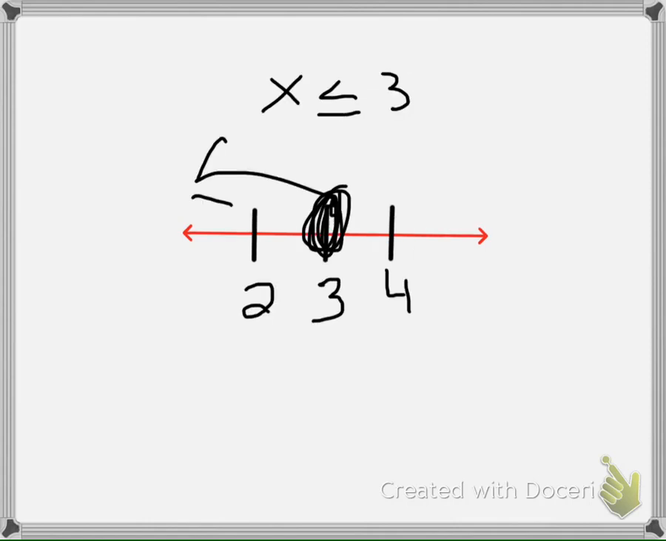Again, write this down. X is less than or equal to 3. So this time I have 3. I have 2, one number less, and one number more, 4. Okay? This time I've circled in the 3 because the line under here tells me to do that, and I've shaded here to the left.